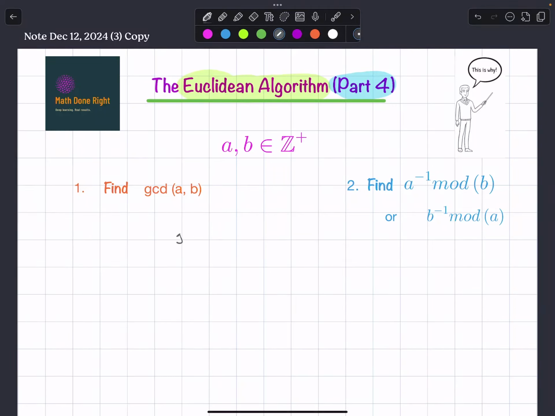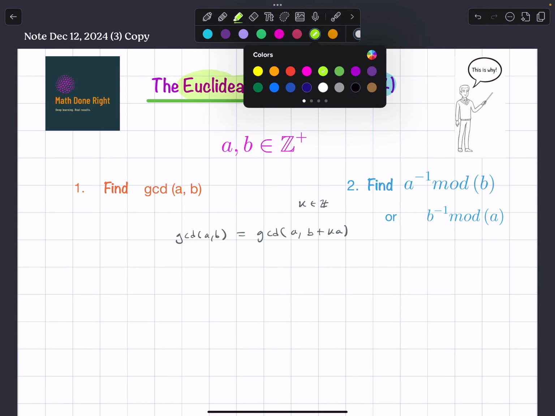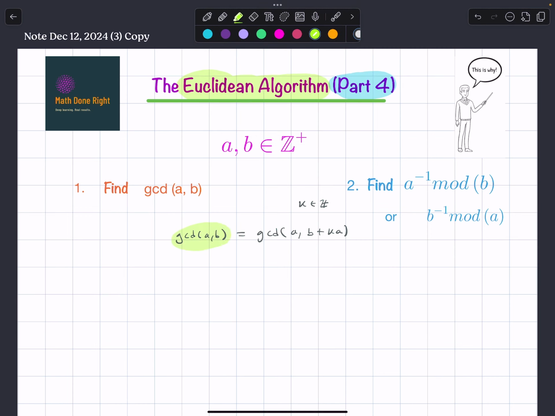Okay, so in the last couple of videos, we saw that we could compute the GCD of a and b, two positive integers a and b, by noticing that the GCD of a and b was equal to the GCD of a and b plus k times a, where k is any integer. And we proved this in the last video.